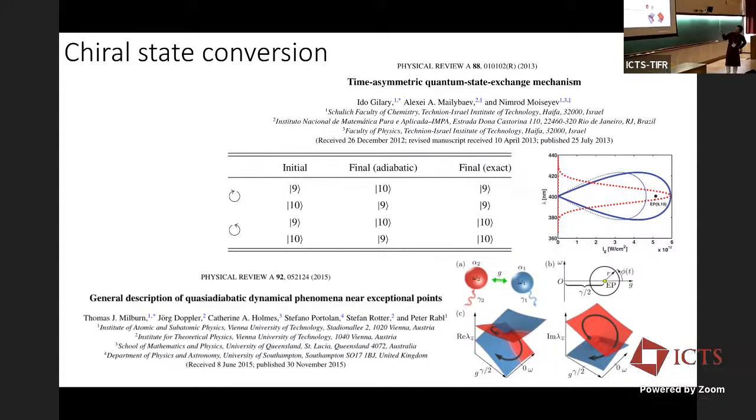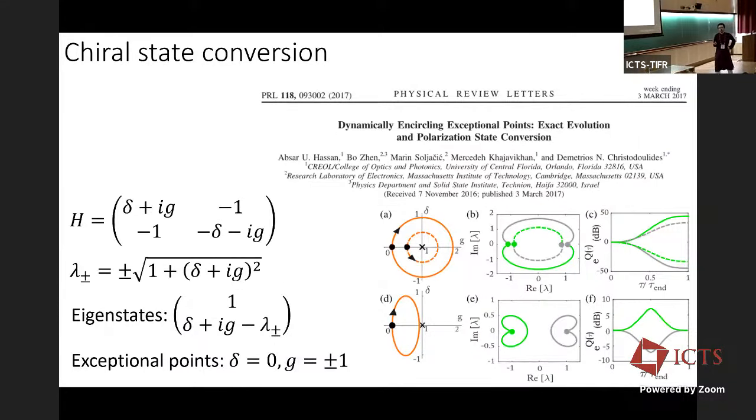Then you can get this state conversion to be chiral. If you trace the loop in one direction, you convert any initial state to one eigenstate of the Hamiltonian. If you trace it in the opposite direction, you convert any state to the other eigenstate of the Hamiltonian. That's called chiral state conversion. And exceptional points... that the rate of change in your Hamiltonian is much smaller than the distance between eigenvalues. They are complex, so the difference and the absolute value of this difference is what matters.